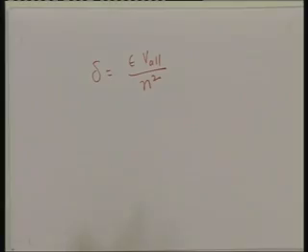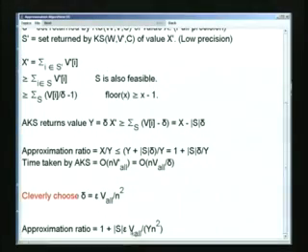First of all, this was our approximation ratio. If we substitute delta into that, what do we get? We get epsilon V all, the y remains as it is, and we get an n squared over here. So this is the approximation ratio. What becomes of this? I claim that this becomes at most 1 plus epsilon. Why? Let us see that.